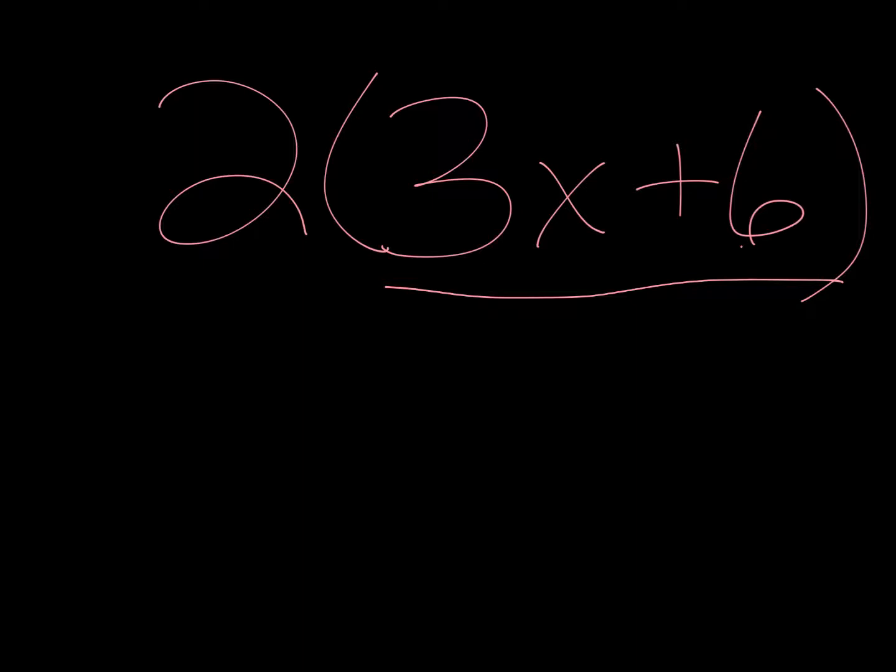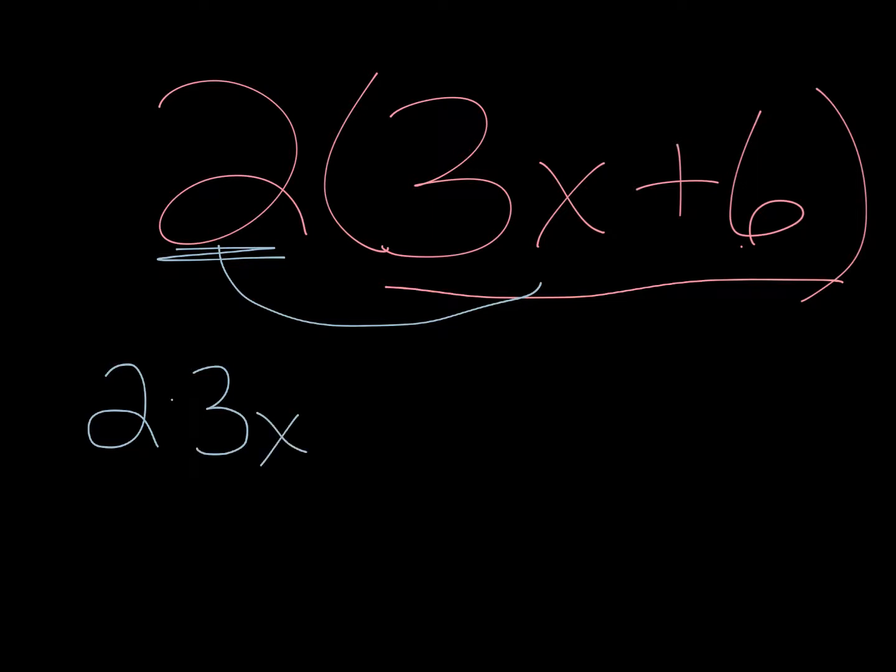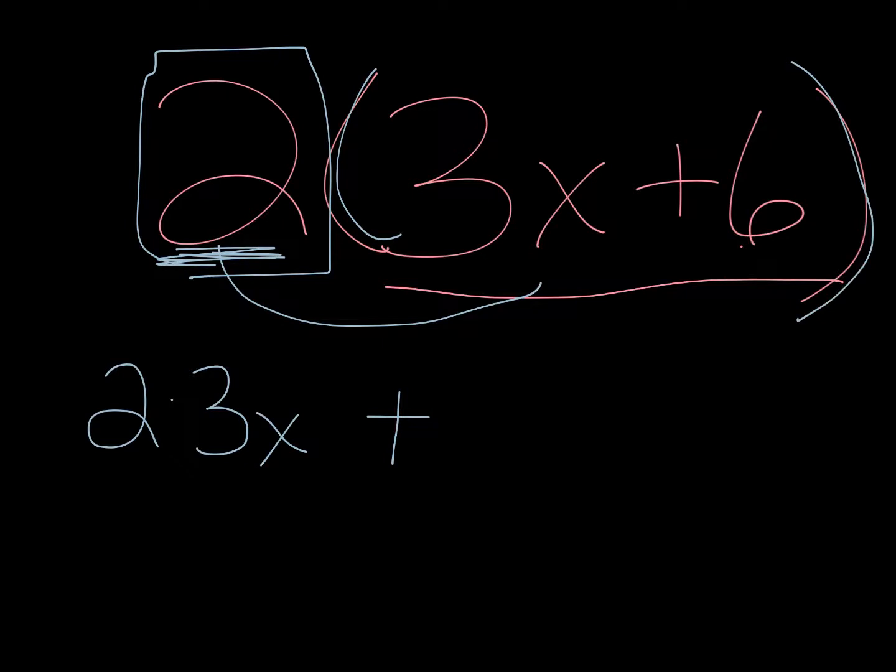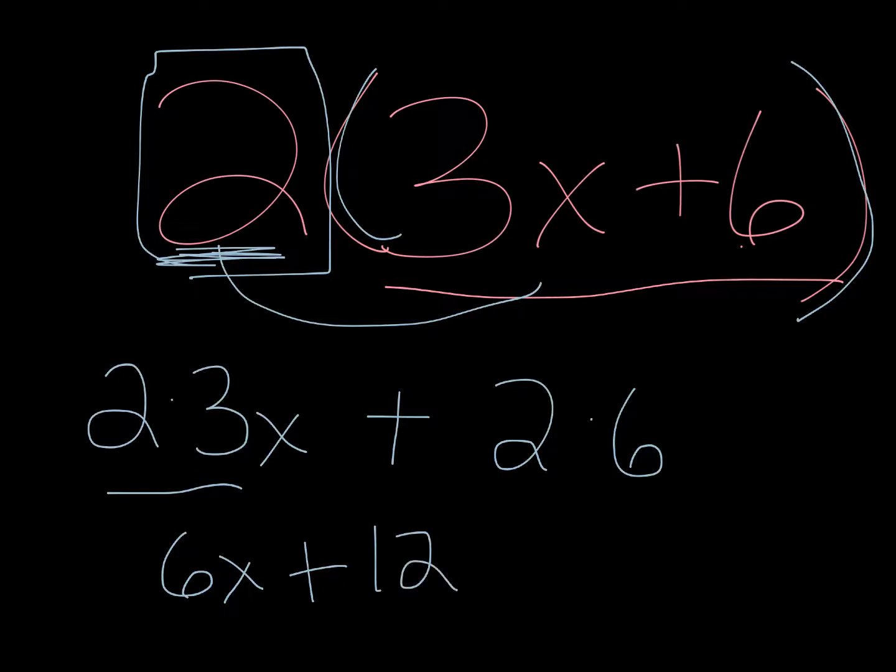So I'm going to multiply 2 times 3x, and I'm going to write it down, 2 times 3x, and then I'm going to add to that 2 times 6, because remember this 2 is times the whole set of parentheses, everything. So what do we get when we simplify that? Well, 2 times 3 would give me 6, so I'd have 6x plus 2 times 6 would give me 12. So 6x plus 12 would be my simplified expression.